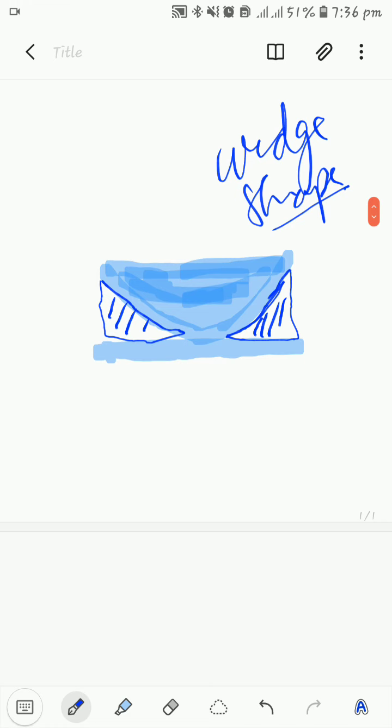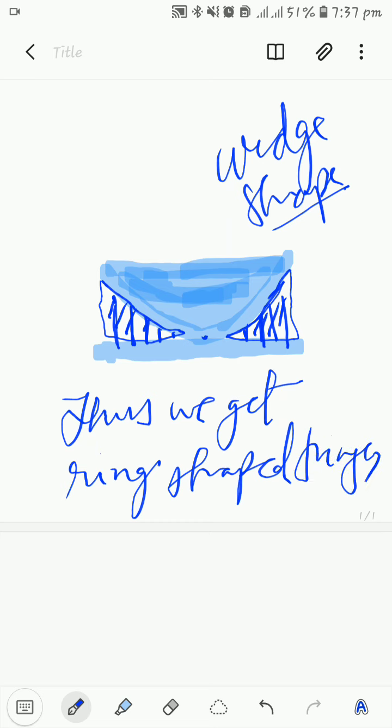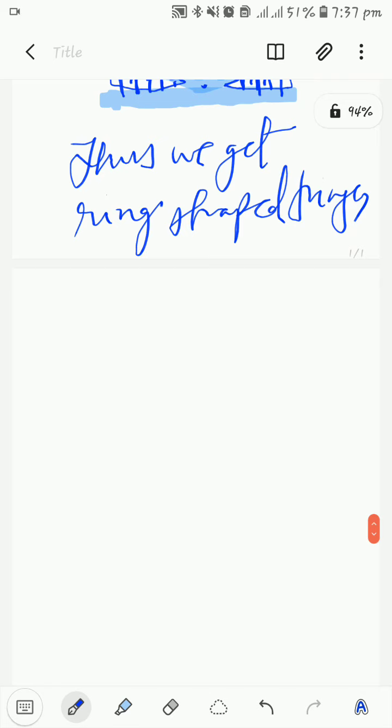Okay, so here what happens is, if we see the contour lines associated with the thickness everywhere here, we'll get to know that the contour lines are circular. Thus we get ring shaped fringes. Okay, so what happens here, the contour lines are of ring shape, thus we get ring shaped fringes.